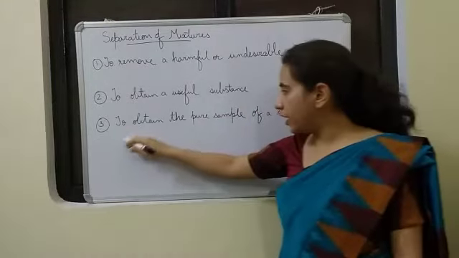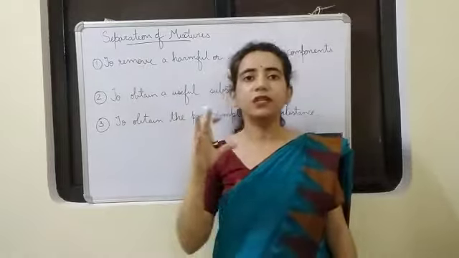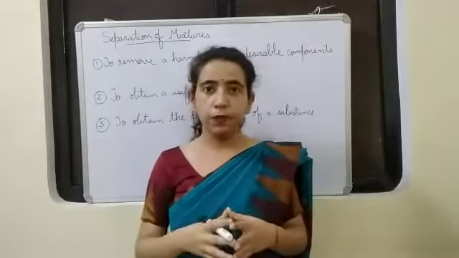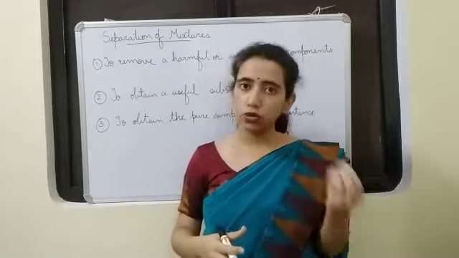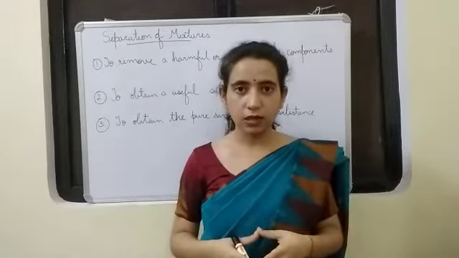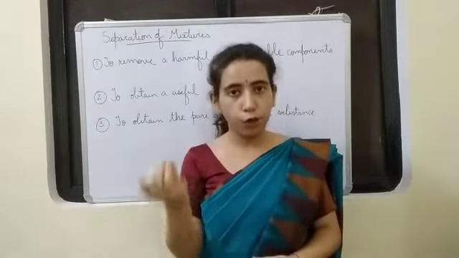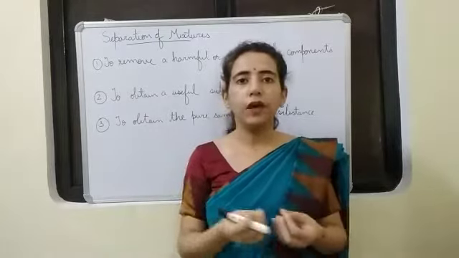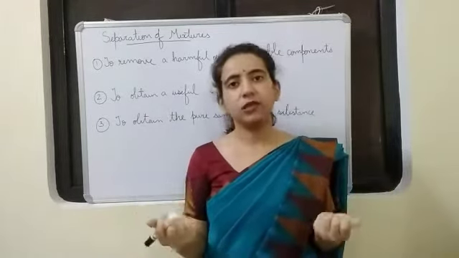Then to obtain the pure sample of a substance. We see all the metals are present in the earth's crust, but they are not present in their pure form. Like iron, the most used metal in the industries, it is also present in the earth's crust, but it is not in the pure form. So in order to obtain it in the pure form, we have to do what? We have to separate, or we have to take away the unwanted substances.